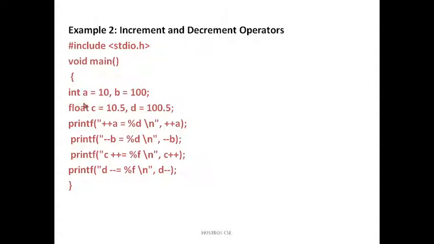Declaring variables: int a is equal to 10 and b is equal to 100, and float data type c is equal to 10.5 and d is equal to 100.5. Now I am going to use the pre-increment operator first. So I am going to write printf ++a equal to %d slash n comma ++a. Then what happened? Pre-increment operator means already by default 1 will be added.